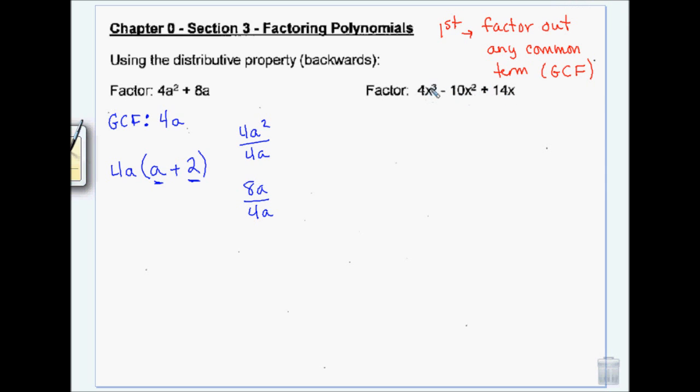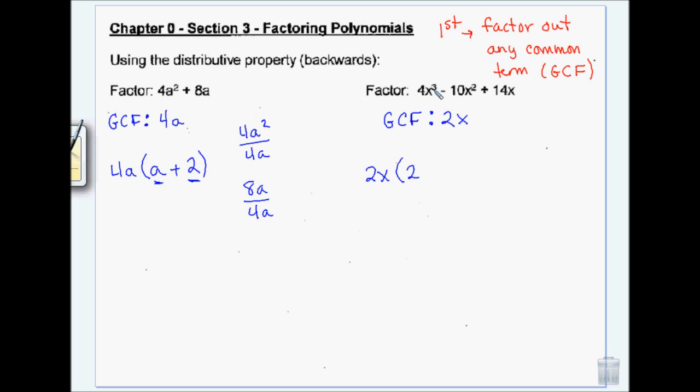4x to the third minus 10x squared plus 14x. I'm going to look at the 4, the 10, and the 14. The largest number that can go into those three numbers is a 2. And then I look at the number of x's. I have 3 x's, 2 x's, and 1 x. So the most x's I can take out is 1. With the variables, it's always going to be the one that has the least. Okay, so I'm going to factor out a 2x.